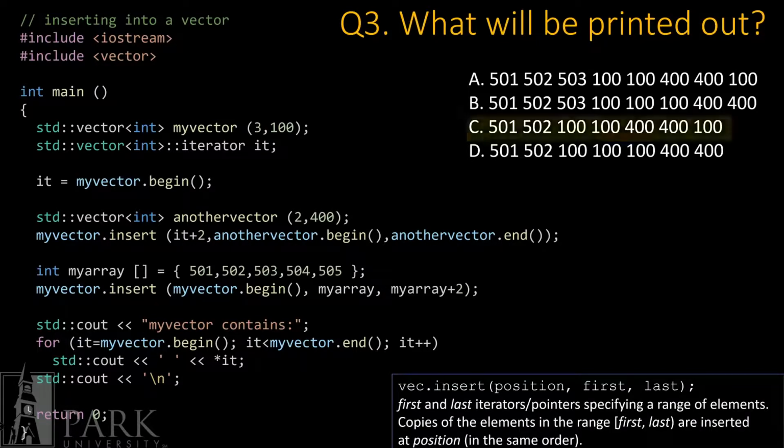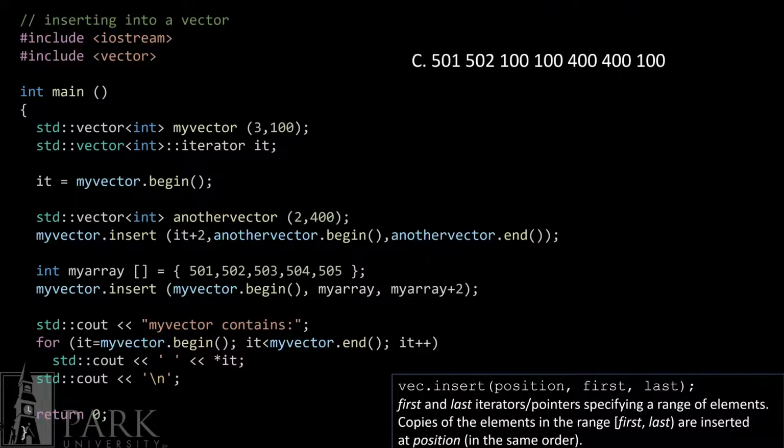Did you get answer C? If not, don't worry about it, because we're going to walk through it. We start with our initial vector and we set our iterator to the beginning. We then create another vector and insert it using a range from beginning to end at iterator plus 2, which leaves us with this.